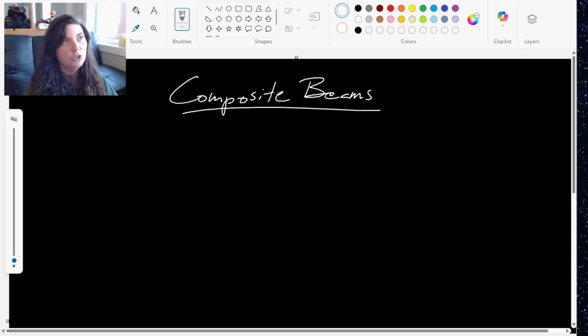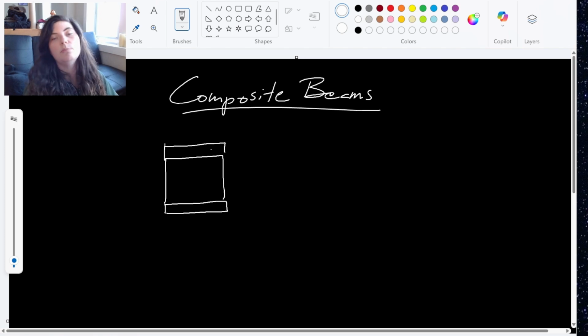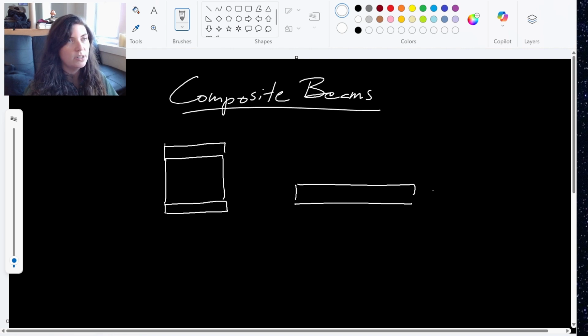So, for example, you might see a wood beam. The center is wood, and maybe it's surrounded by steel plates on either side to give it some additional support. Or the most common one, the one we see all the time in engineering, especially if you're in civil engineering, is reinforced concrete, right? So when we pour a slab of concrete, we like to have rebar in there. Steel rods that go throughout that concrete slab to give it additional support.